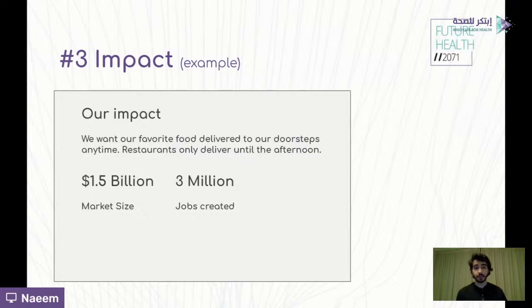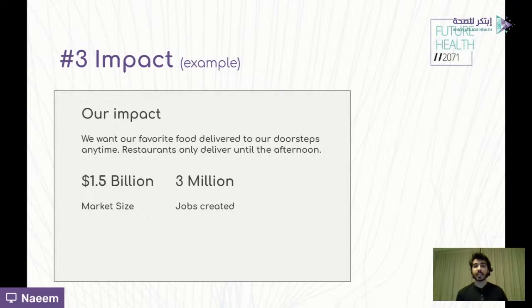Now, if we solve this problem, we have many people who are actually willing to invest in this. We did our research. We distributed a survey that 3,000 people administered, and they told us that they are willing to pay for such an app or willing to use this app. And we estimated that our market size is $1.5 billion.